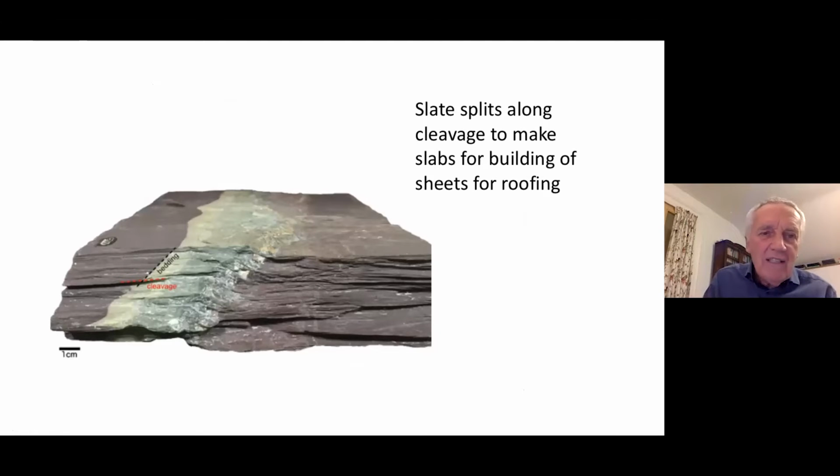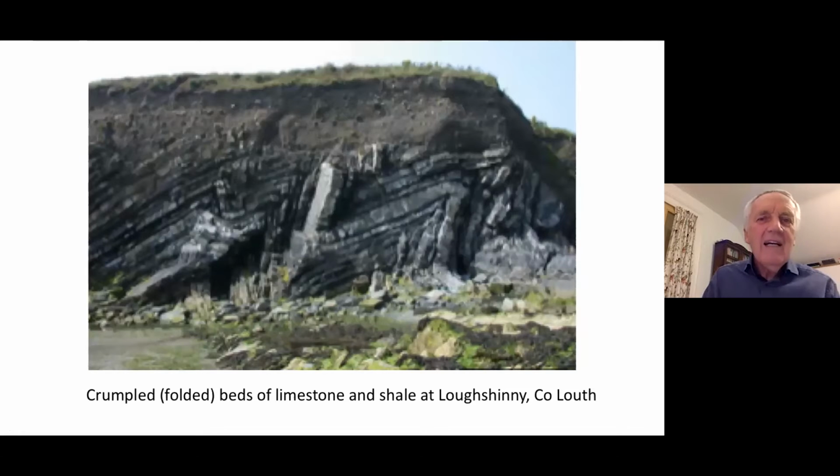So how is slate formed? Well, it's formed by sideways pressure. Now, here is rock that has suffered sideways pressure. These are beds of limestone and shale at Loch Shinny in County Louth, and they've been buckled into folds by lateral compression.